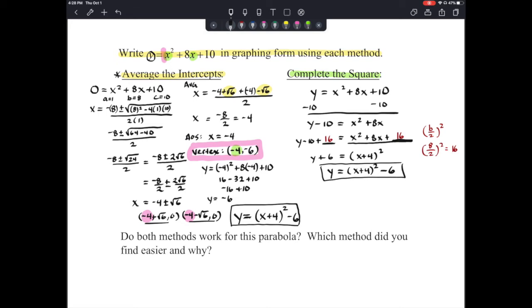So the question here at the bottom states this: do both methods work for this parabola? In that case, I would say absolutely, yes they do. Next question, which method did you find easier and why? It's up to you which way you feel about that. In my opinion, I felt like completing the square was easier for this particular function. That doesn't mean it's always going to be the easier method, but for me, I would have said the completing the square method was easier and more efficient.